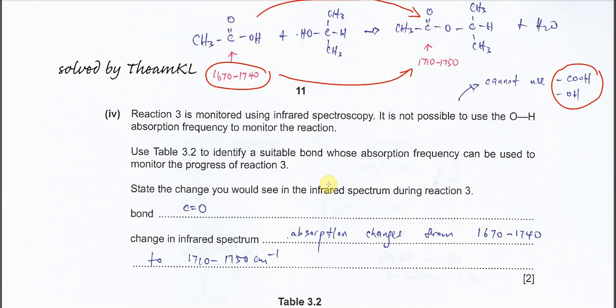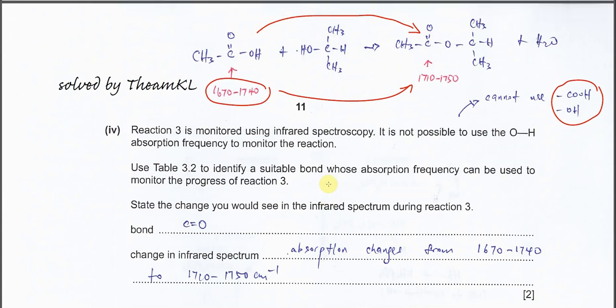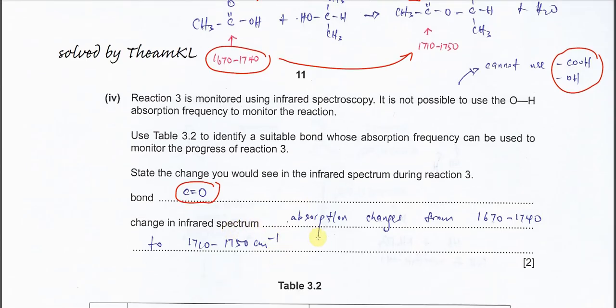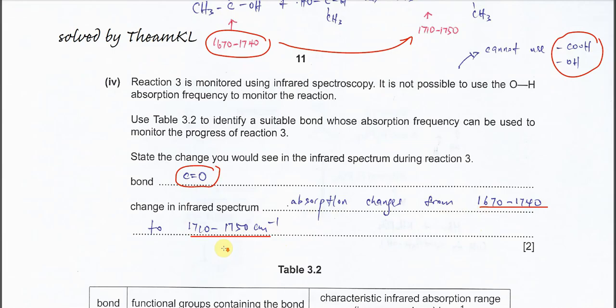I hope you understand. So therefore, your answer should be the CO double bond. The change in the infrared spectrum is that the absorption range now changes from these values to these values, from the carboxyl to ester.